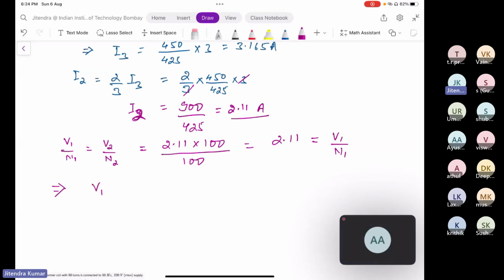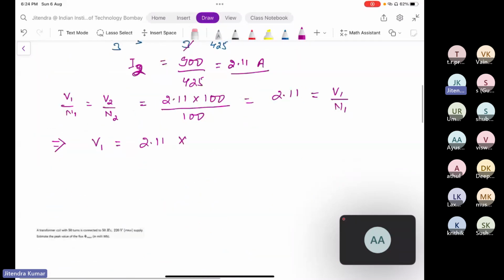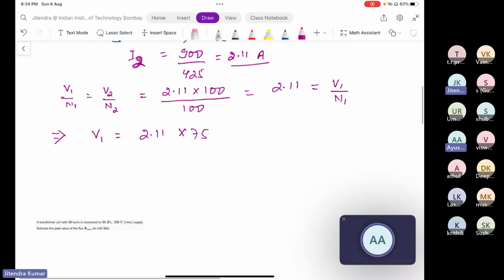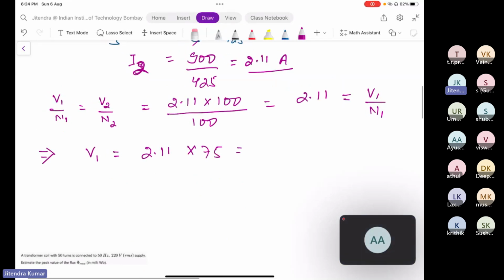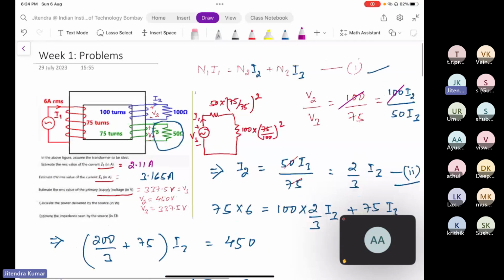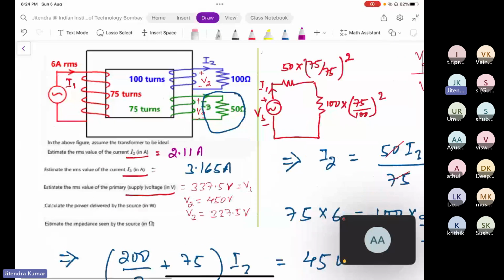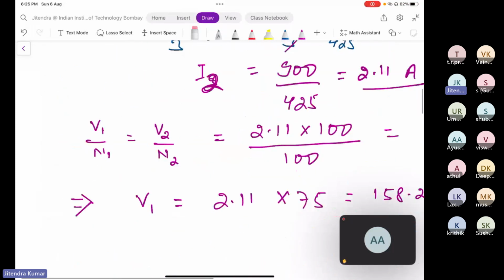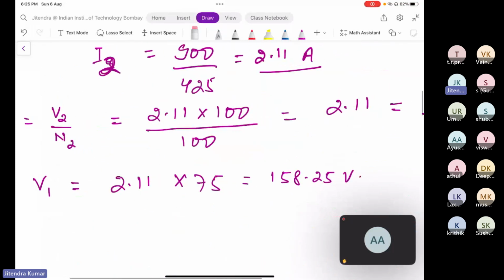Great. So V1 is equal to 2.11 into, I guess 100 is the primary turns. No, 75. So tell me this value, please. 75 into 2.11, 158.25. 158.25 volts. So we have found out the RMS value of the supply voltage, and that was asked in the problem. So let me rectify this. It has come 158.25.